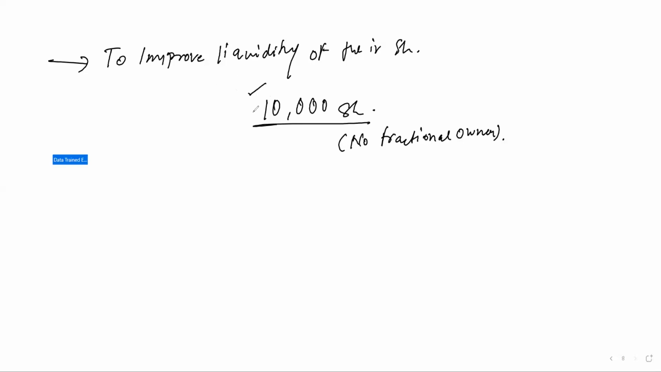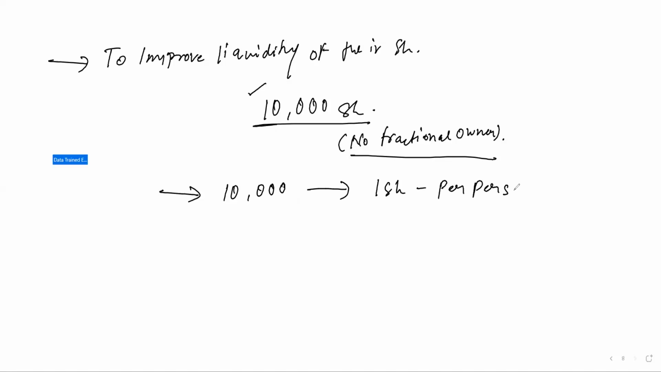So where was I? Yeah. Out of these 10,000 shares, there is no fractional ownership available. It means that at least you have to buy one share. So what would be the maximum number of shareholders of the company? What would be the maximum number of people investing in the company? 10,000 people. Considering the worst case scenario where every single person holds one share per person.